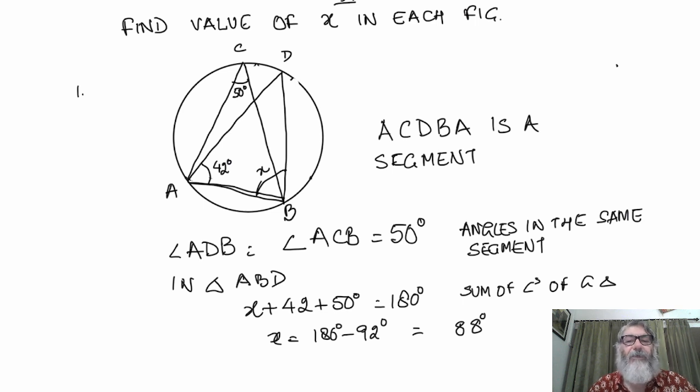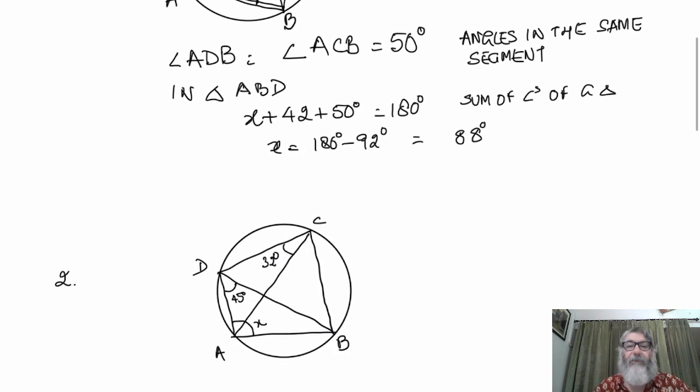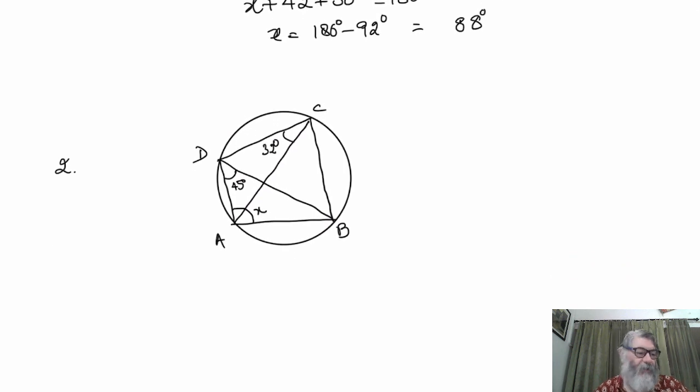Sum of the angles of a triangle is 180 degrees. So x plus 42 plus 50 is equal to 180 degrees. So x will be equal to 180 minus 92, since 50 plus 42 is 92. And from 180, when we subtract 92, we get 88. So we get the angle x as 88. Now in the next figure I have drawn a few figures and we will work on those figures.